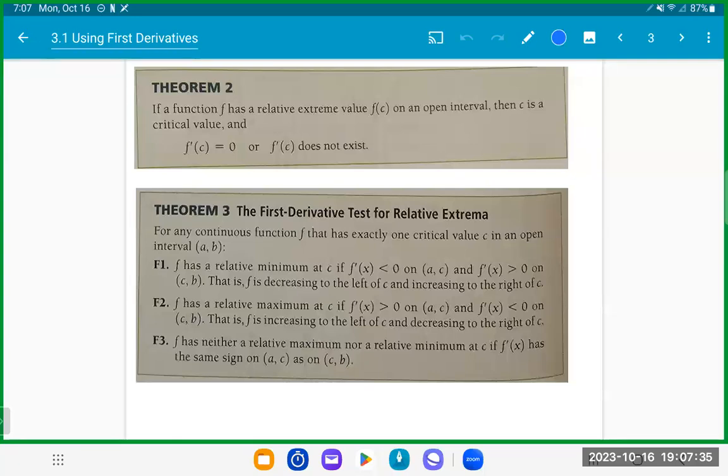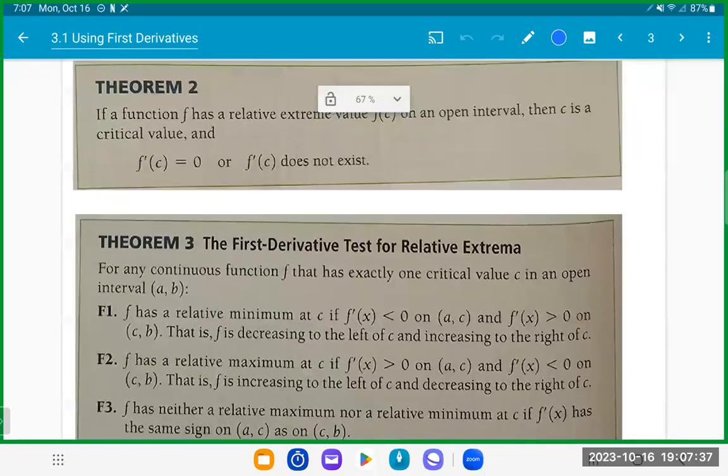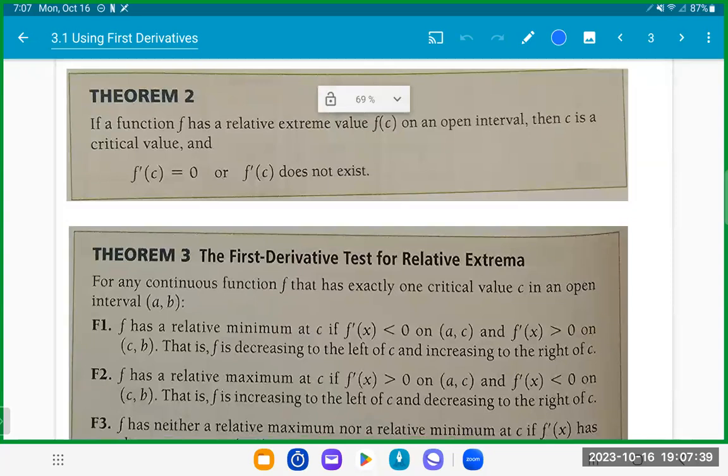Another theorem, this is theorem number 2 in the chapter. Basically this one is saying if we have a function and it has a relative extreme value on an open interval, then C is a critical value and the derivative evaluated at C is going to be either 0 or it doesn't exist.